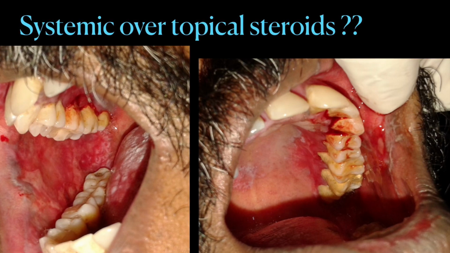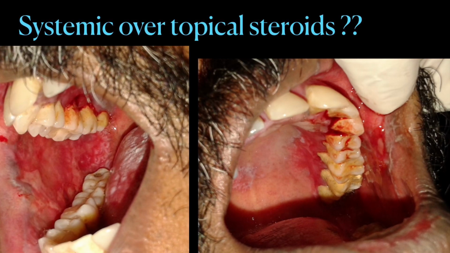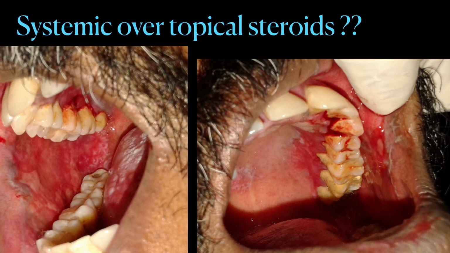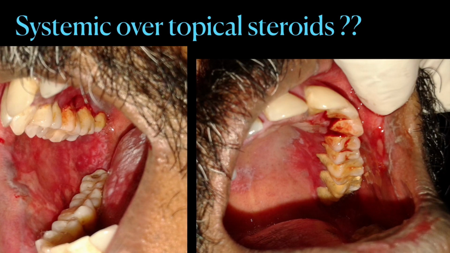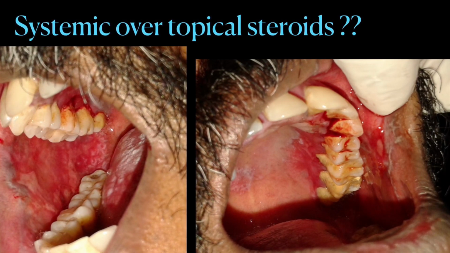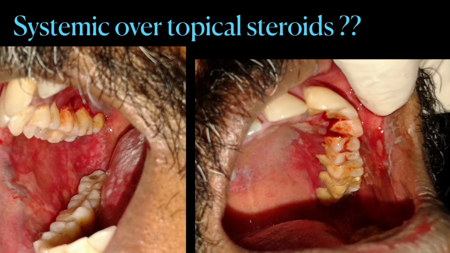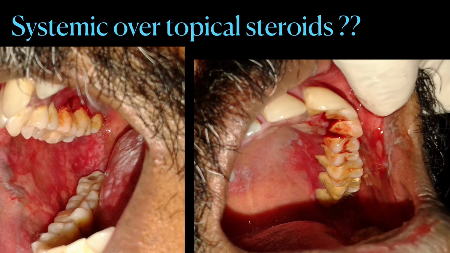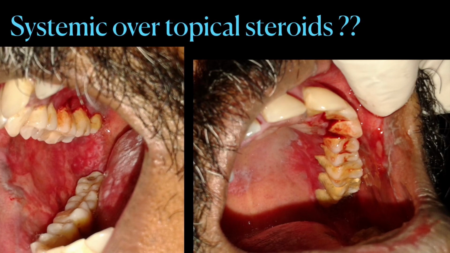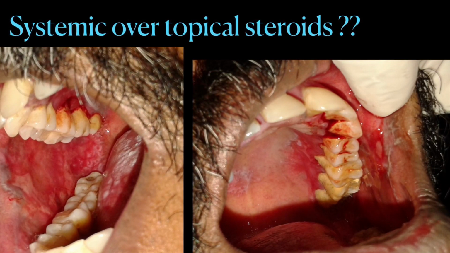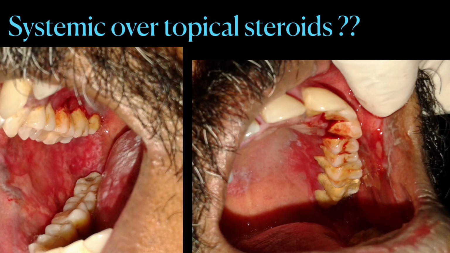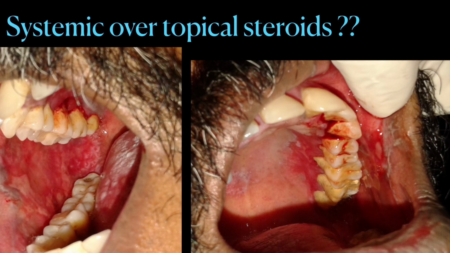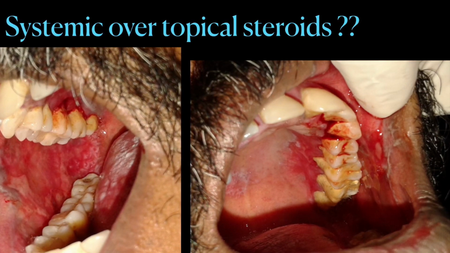The other common question in the minds of young dental surgeons is whether we should use topical steroids or systemic steroids. This is a patient with severe ulcerative and erosive lichen planus. Usage of topical steroids is not going to help this patient. Of course, we can use topical steroids as an adjuvant or as maintenance therapy, along with primarily systemic steroids or other immunomodulating drugs.